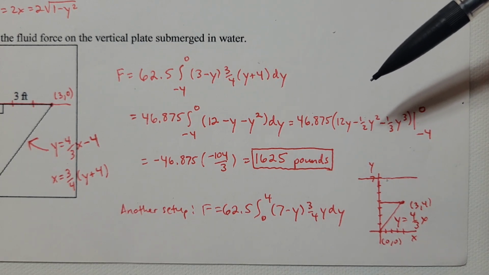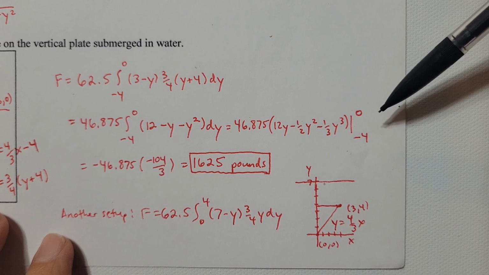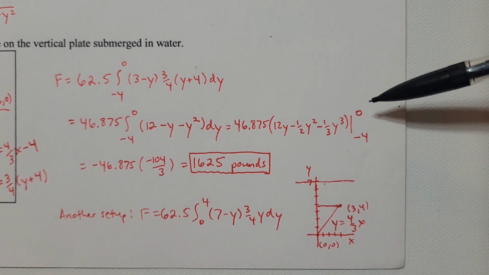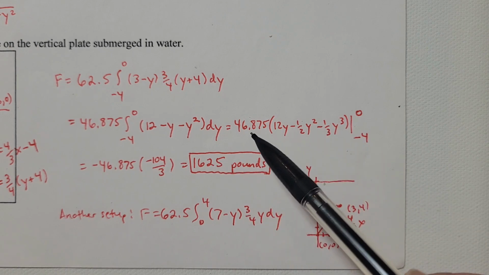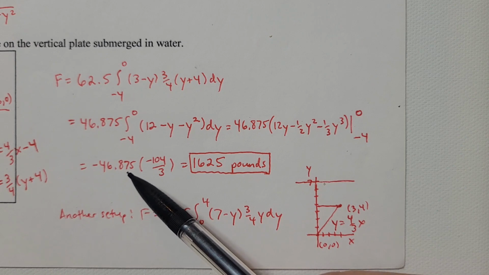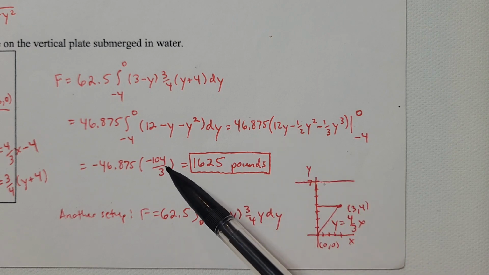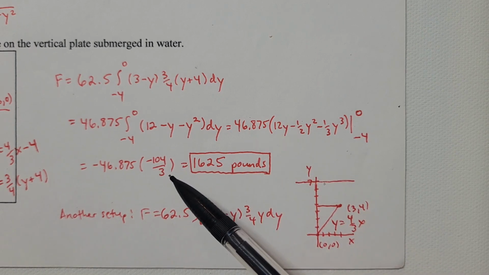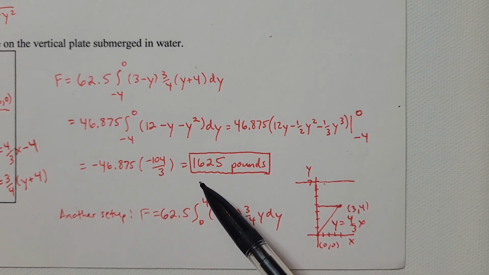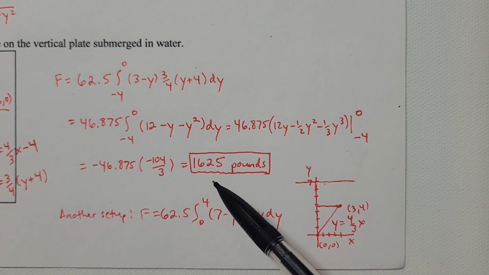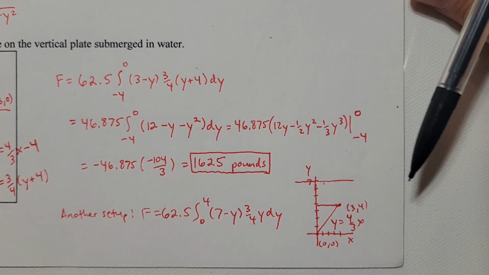Okay, so then the next thing that I do is get the antiderivative, and now I'm plugging in the bounds. Well, when I plug in 0 first, every one of these numbers is going to be 0, right? So you're going to have 0 minus 46.875 times, when you plug in -4 into this here, I'm getting -104 divided by 3. Okay, so negative times negative is positive, and again, all of your answers in this section, actually in the entire chapter, are always going to be positive numbers. You got 1,025 pounds, okay?